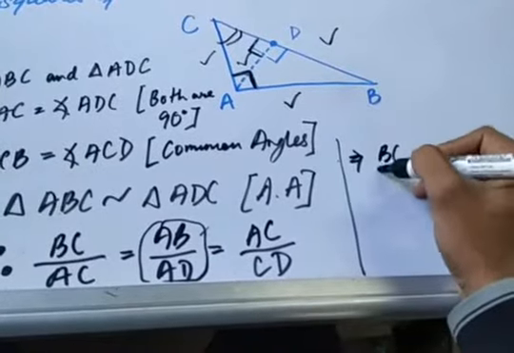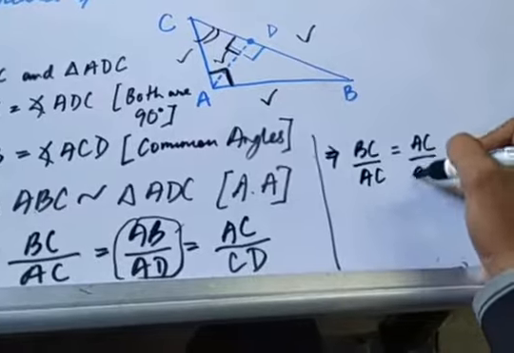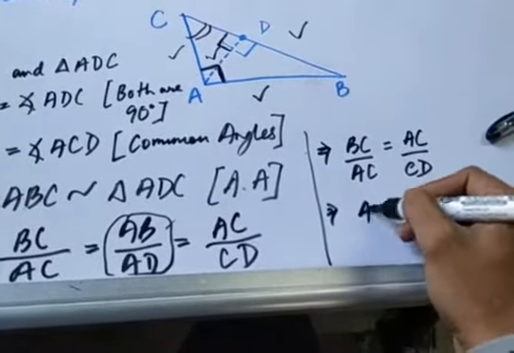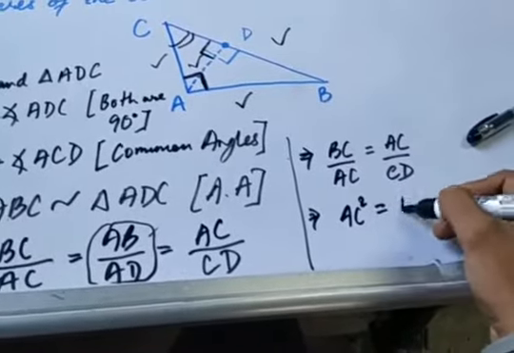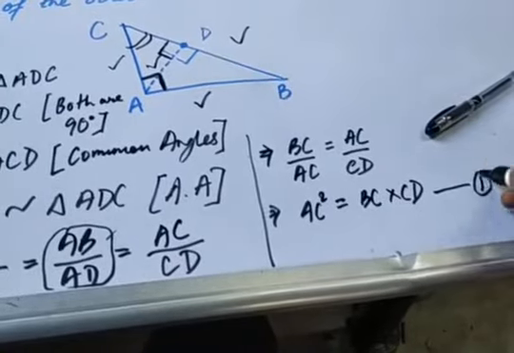So we write down the remaining. Then we have got BC by AC, and we have got AC by CD. Okay, so you'll cross multiply. AC into AC is AC square, and BC into CD. So this would be your equation number 1.